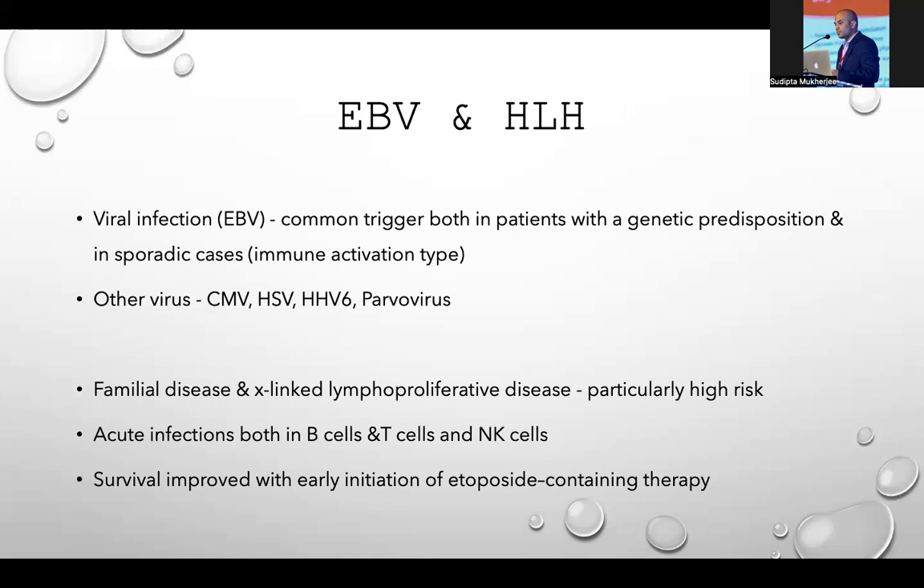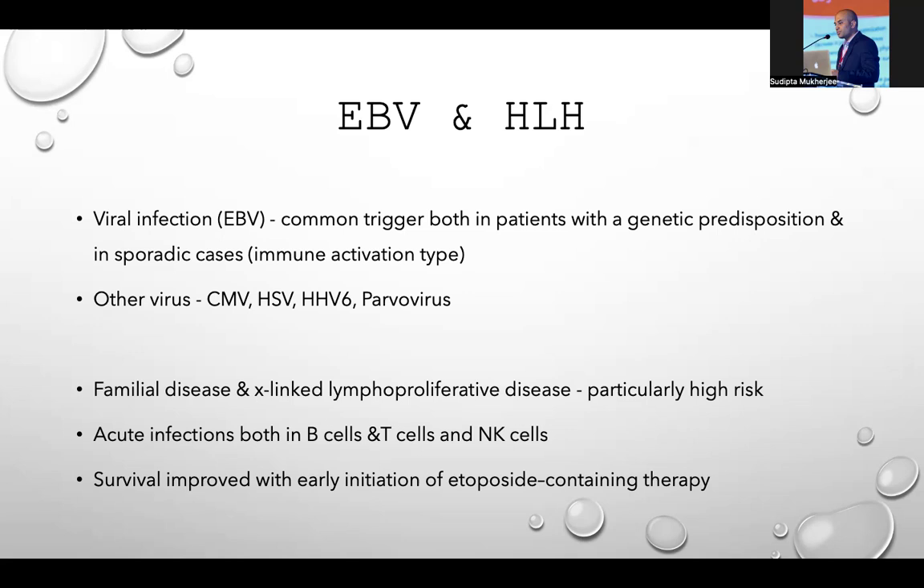Viral infection has a very strong association with HLH, and the most common virus involved is EBV, or Epstein-Barr virus. It is one of the most common triggers, both in patients with a genetic predisposition, as I discussed, or even in sporadic cases, like in the immune activation type. Other viruses have also been documented, like CMV, HSV, HHV6, and parvovirus.